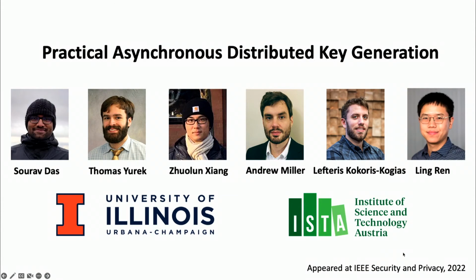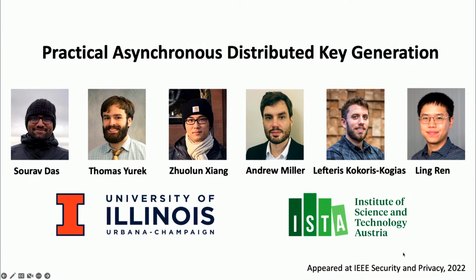Thanks for coming. So I'm Srav. This is a joint work with Tom and Jolun, who are also here, and Andrew Miller and Ling from UIUC, and Leftris from IST Austria. So I'll talk about distributed key generation in asynchronous networks with practical efficiency. This paper appeared at IEEE S&P this year.